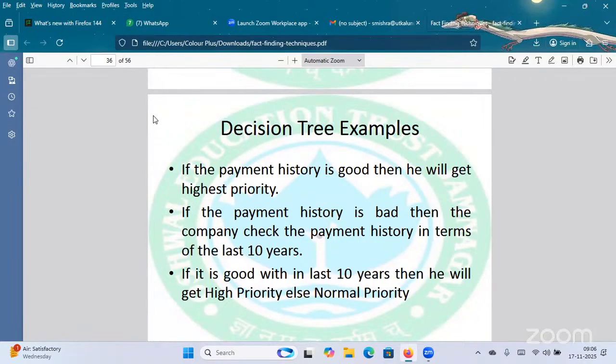You make a root. From that root, you will go to the payment history. So payment history will be checked, then high priority. So it is a three-tier decision tree.